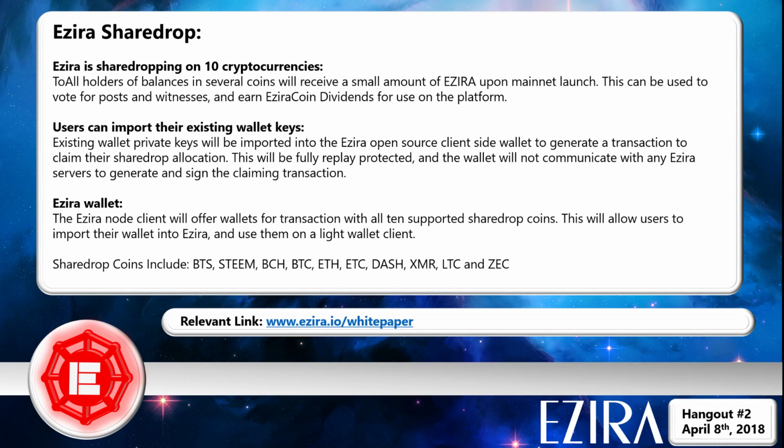The Ezira Node client will offer additional wallets when users import private keys holding a balance of another coin. They'll be able to then spend that coin from their Ezira wallet as a light wallet. The executive team at Ezira will run full nodes on each of these chains because we'll be running gateway assets on the Decentralized exchange for all of these coins. So we'll have a full node that'll enable anyone to connect to each of those 10 blockchains and make any transactions in those denominated coins directly from their Ezira wallet. So that's the Ezira Sharedrop summary.